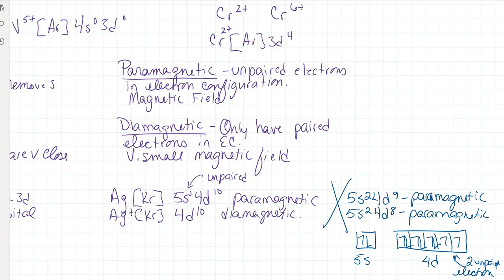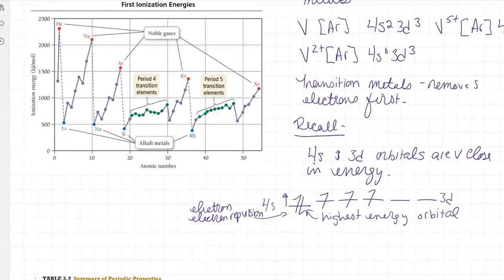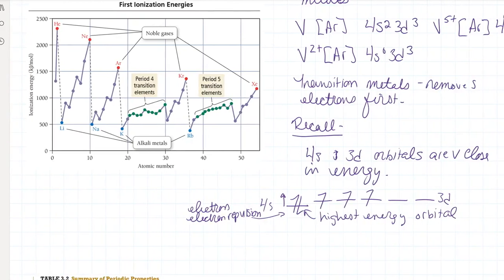I observe that silver as a metal is paramagnetic and silver as an ion is diamagnetic. And so we're able to use these observations of magnetism then to justify why we are indeed pulling the s electrons instead of the d electrons first. So then let's take a look at a little bit more experimental data. In this case, we're looking at what's called the ionization energy.